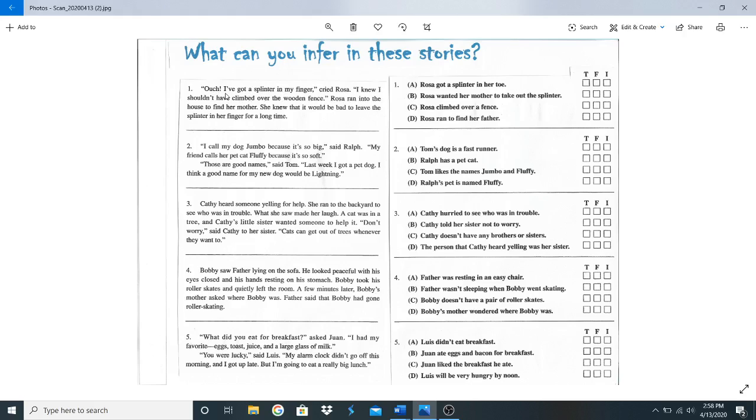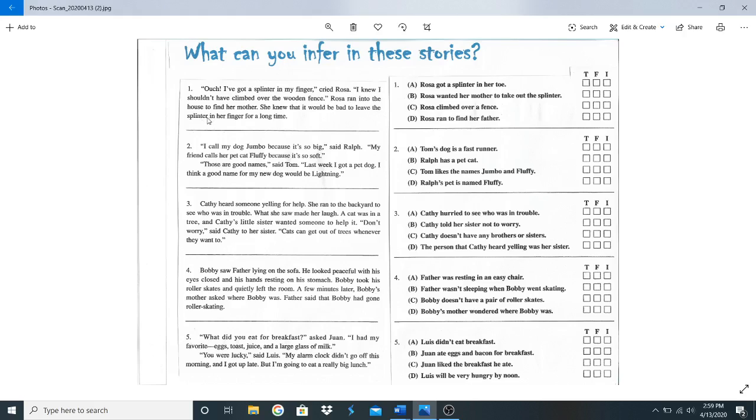"Ouch! I've got a splinter in my finger," cried Rosa. "I knew I shouldn't have climbed over the wooden fence." Rosa ran into the house to find her mother. She knew that it would be bad to leave the splinter in her finger for a long time.